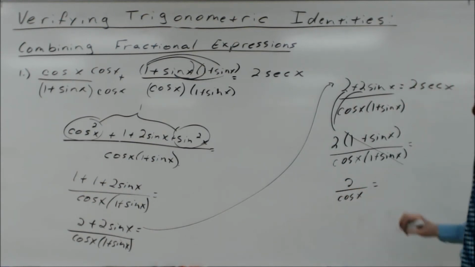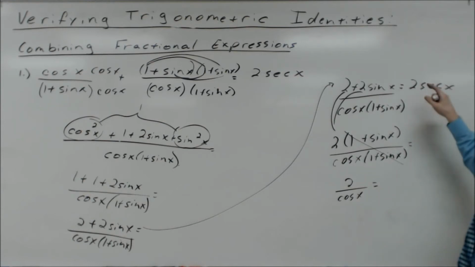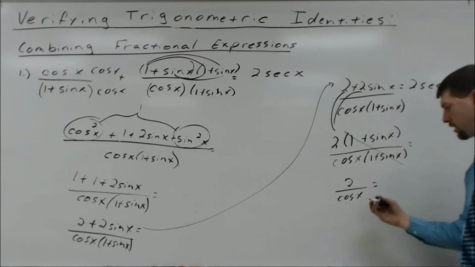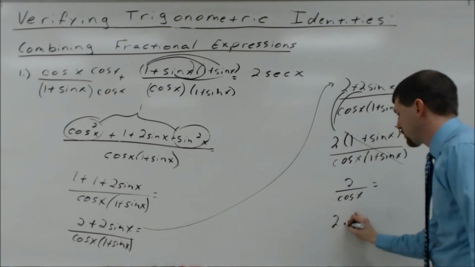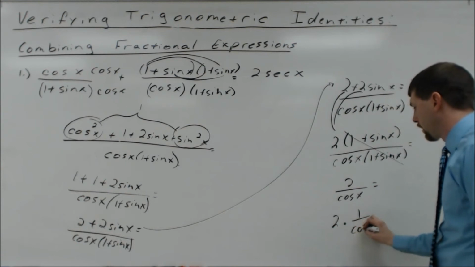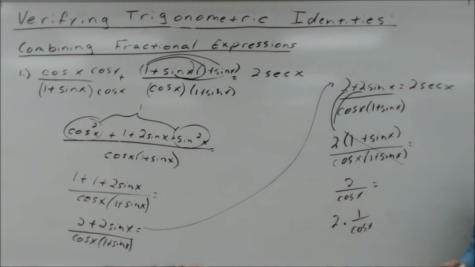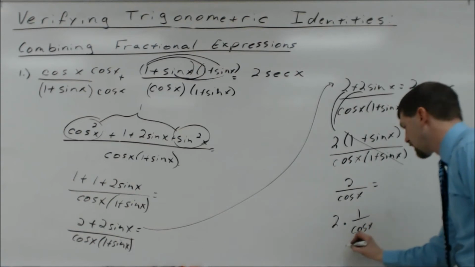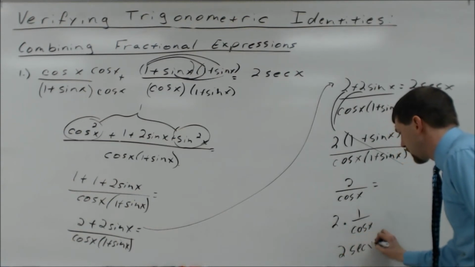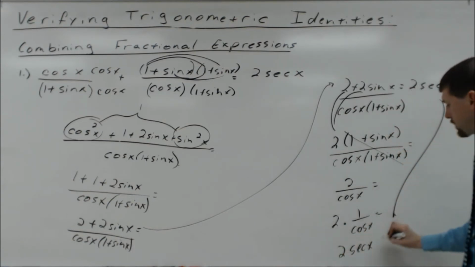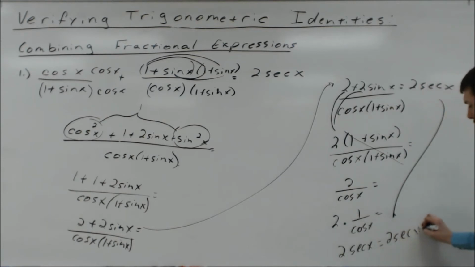Well, does that really help us? Yeah, because now I need to somehow turn this into 2 secant of x. Well, this is 2 times something, so let's set that 2 off to the side and make that 2 times 1 over cosine of x. So just pull the 2 out of the numerator, 2 times, and what's 1 over cosine of x? Secant of x because of our reciprocal identity. So that's 2 secant of x, we have shown, is equivalent to 2 secant of x.